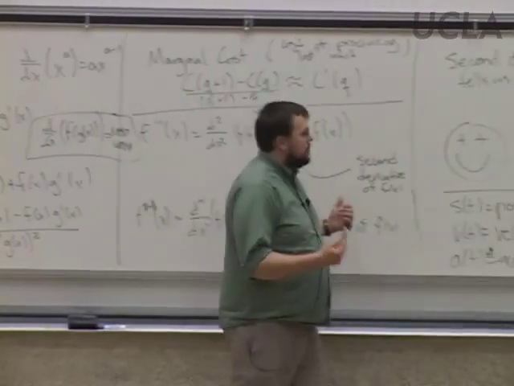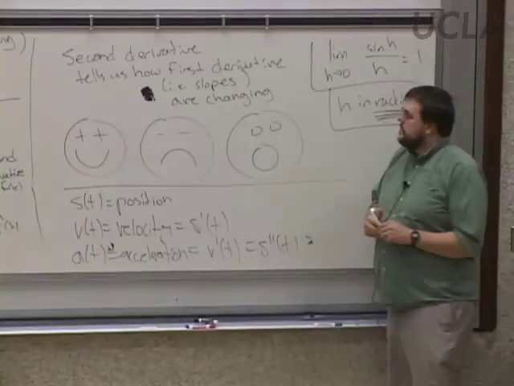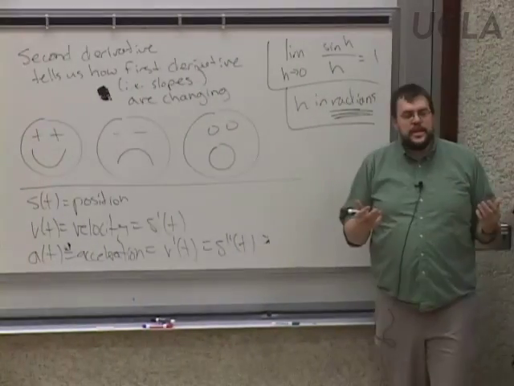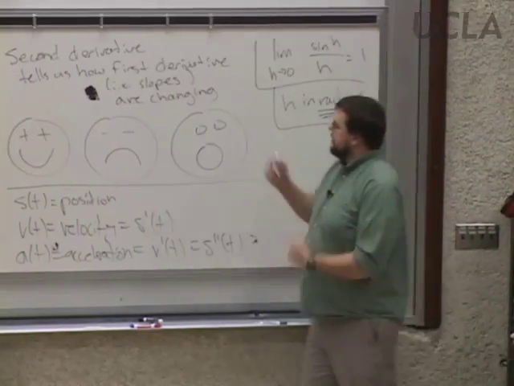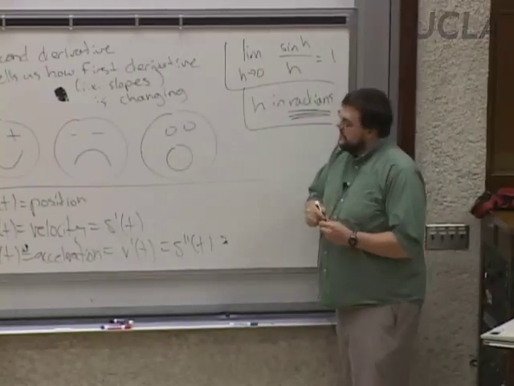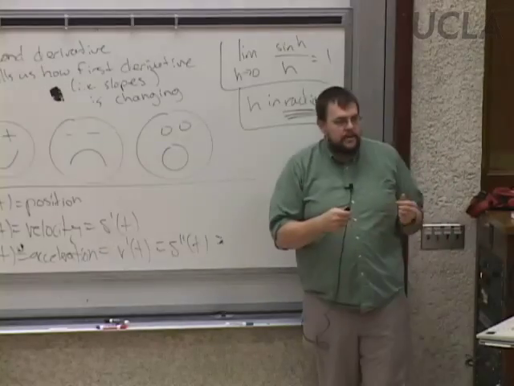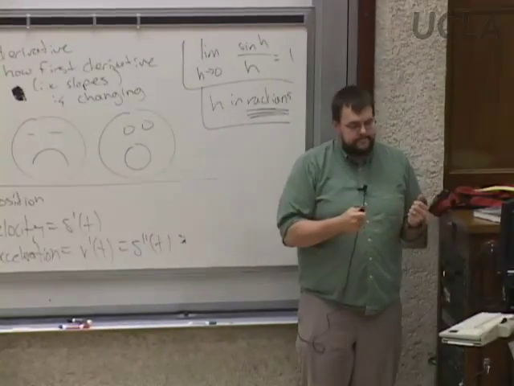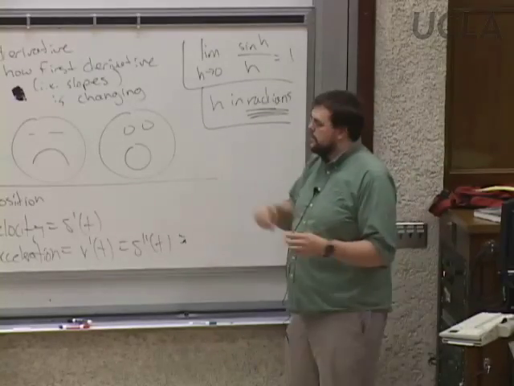Now, why might we be interested in the second derivative? Well, the second derivative tells us how the first derivative is changing. Now, I guess I should use correct English here. Is, not are. The first derivative tells us something about how the function is behaving, because it tells us the slopes of the tangent lines. And we can look at it and know whether the function is going up or going down.